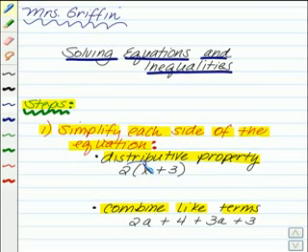Here we would use the distributive property, 2 times the quantity x plus 3. We distribute our 2 across each number in the parentheses, and we multiply 2 times x and add it to 2 times 3. Simplifying that gives us 2x plus 2 times 3, which is 6. So we would start by using the distributive property and then seeing if we can combine like terms.